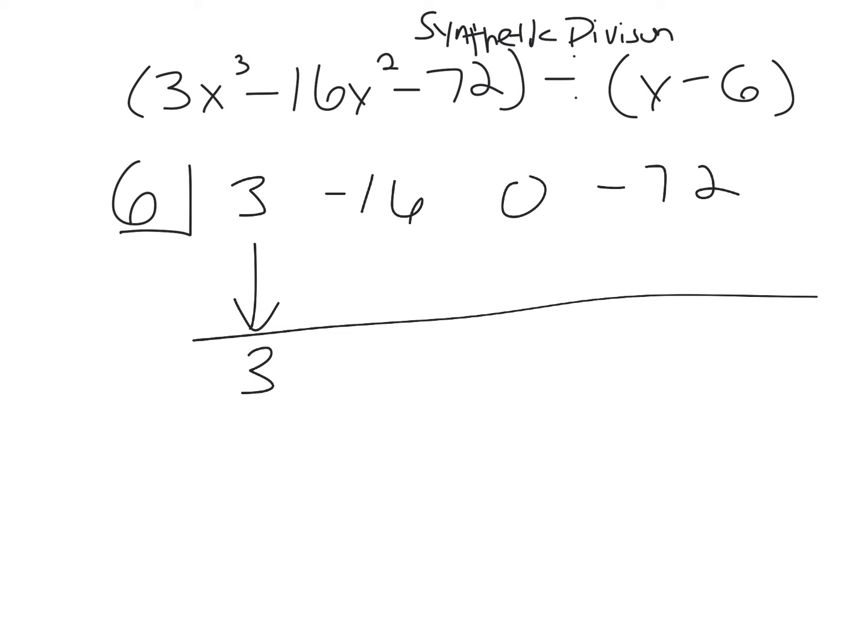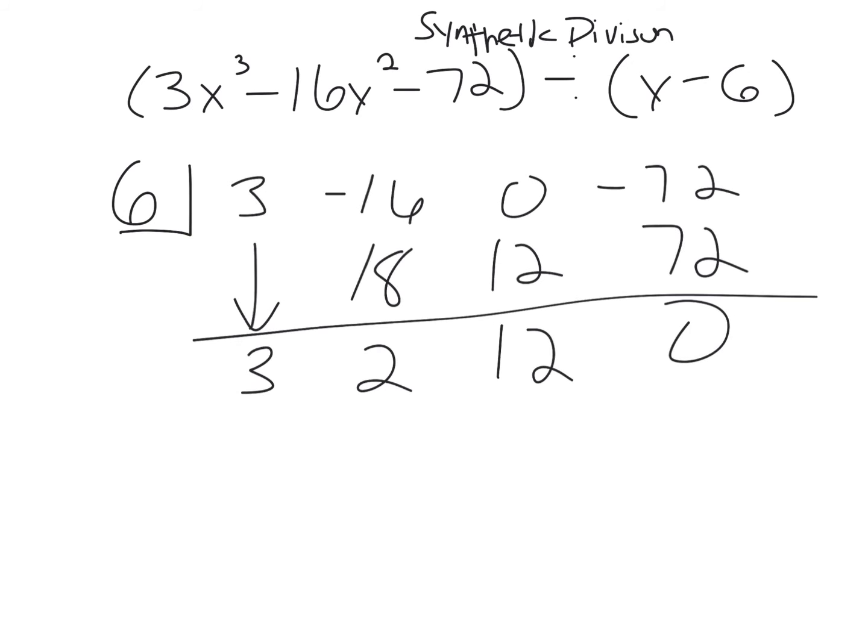Bring down the first term straight down. 3 times 6 is 18. Add it, you get 2. 6 times 2 is 12. Add it, you get 12. 6 times 12 is 72. Add it, you get 0.